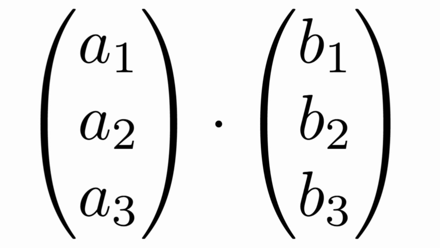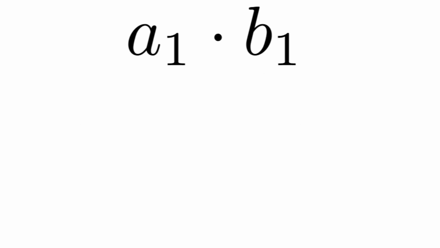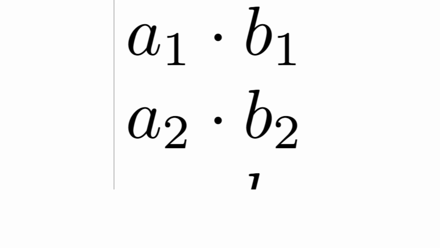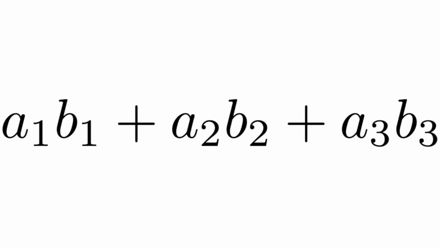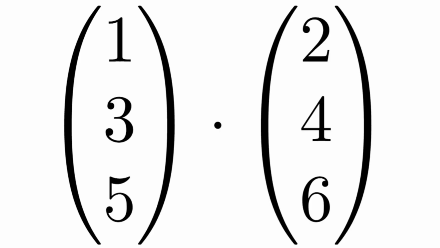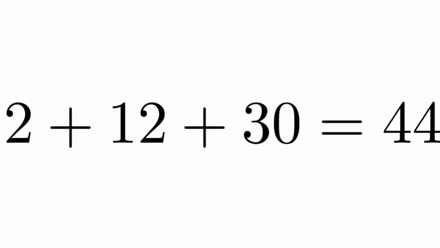Now, the next kind of multiplication is called a dot product, and this is between 2 vectors. We denote it with, you guessed it, a dot between the 2 vectors. Now, how we get the dot product is we multiply across, so a1 by b1, a2 by b2, and a3 by b3, and then we add them together. We end up with a scalar quantity or just a number. Let's take these 2 vectors as an example, 1 3 5 and 2 4 6. We take the dot product and get 2 plus 12 plus 30, or 44.